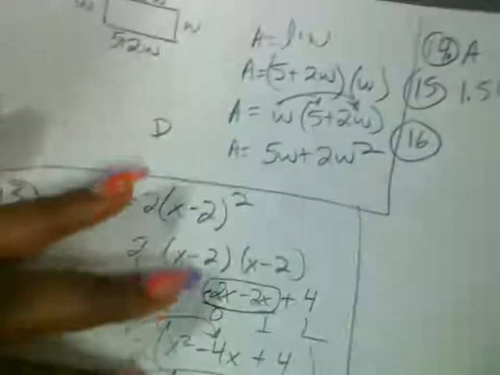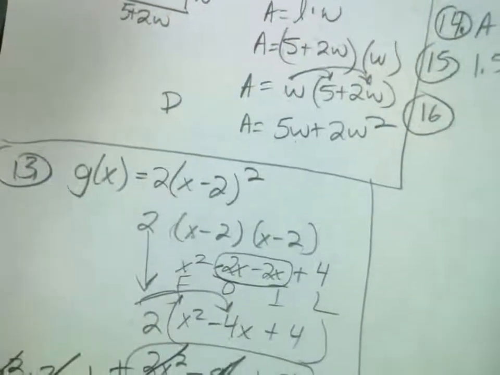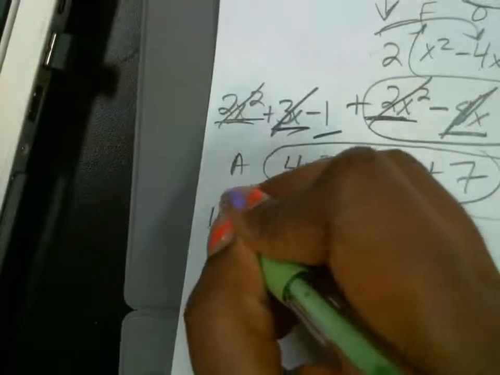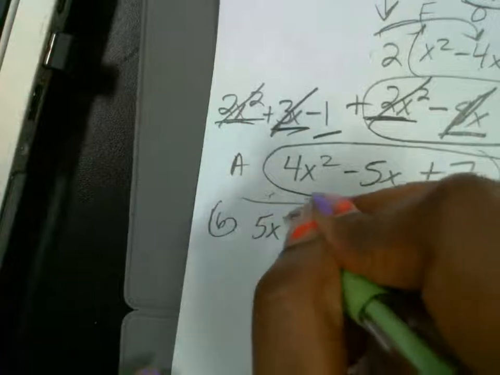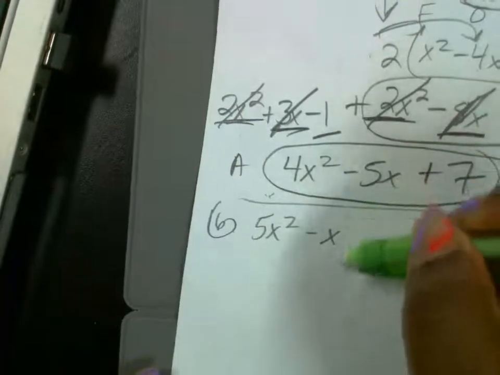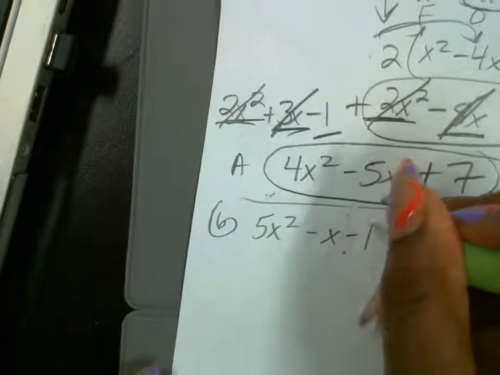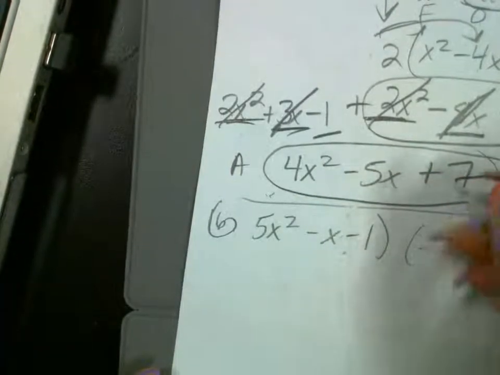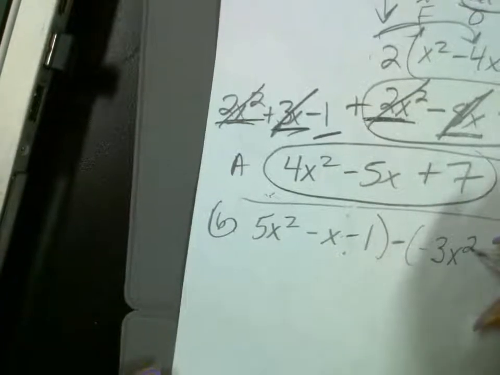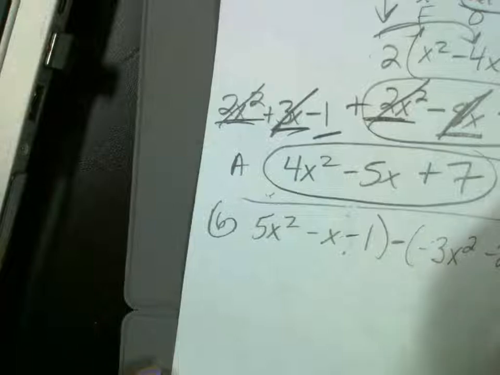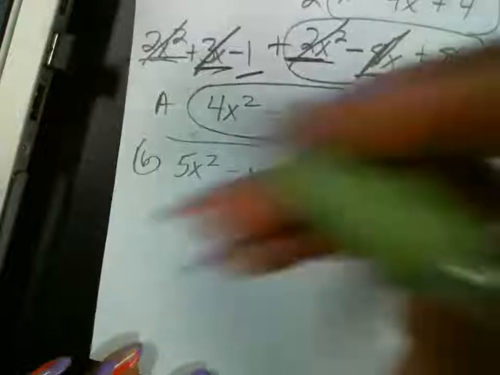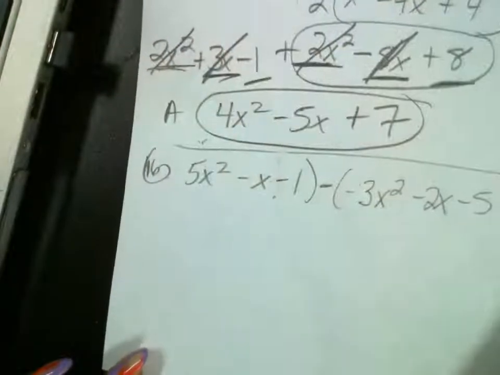And then 16, most of these are calculator active. This one, you can't do this on the calculator, so I'm going to use the bottom so I can have more space. We have 5x squared minus x minus 1. And we got negative, this is minus, sorry. Then we have negative 3x squared minus 2x minus 5. Okay, that's what we have for 16. Looks like it's 6, but it's 16.